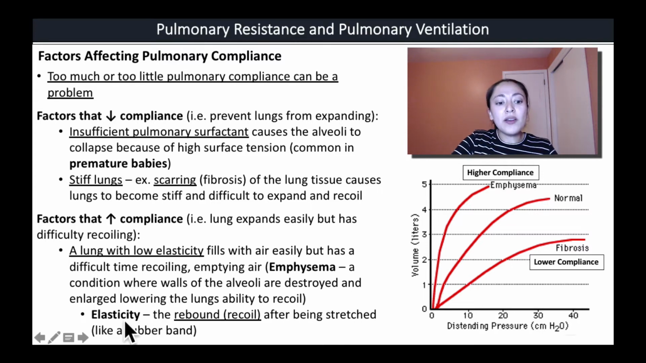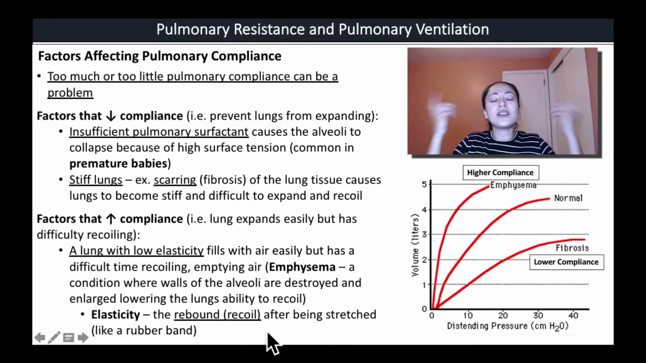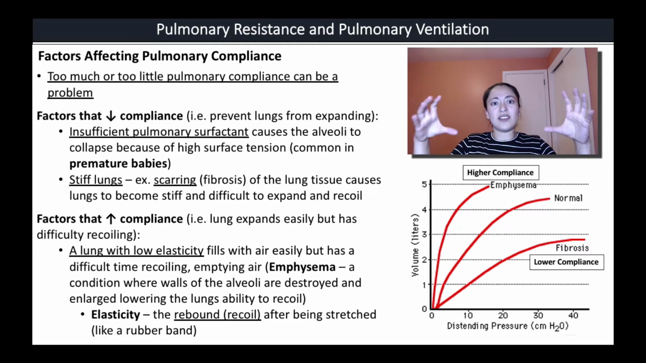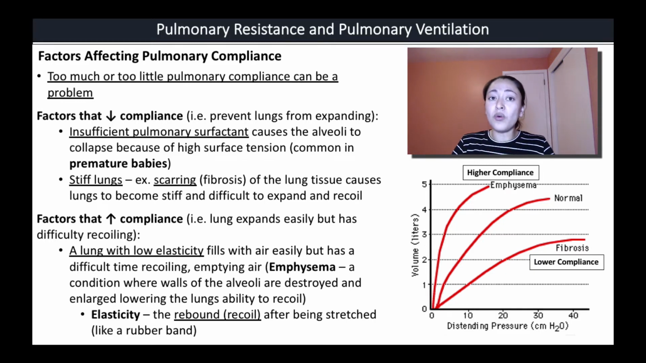When I think about the word elasticity, I always think of a rubber band, right? A rubber band can be stretched, but then it recoils really easily after being stretched. If a rubber band loses its elasticity, it'll be stretched, but then it doesn't really recoil back. So a lung with low elasticity will fill with air easily, but has a difficult time recoiling or emptying the air.